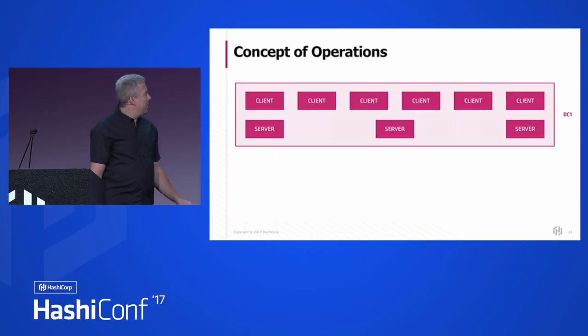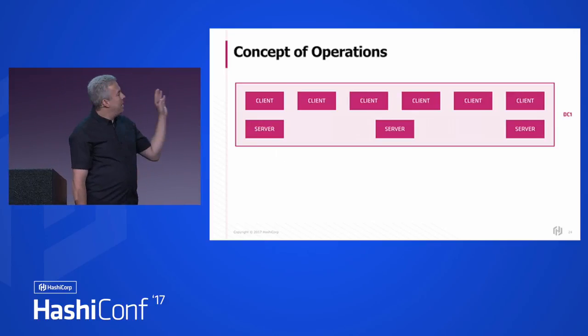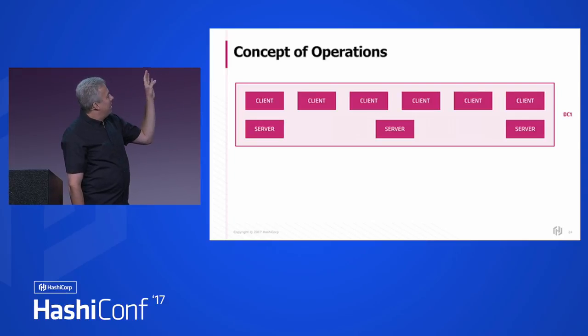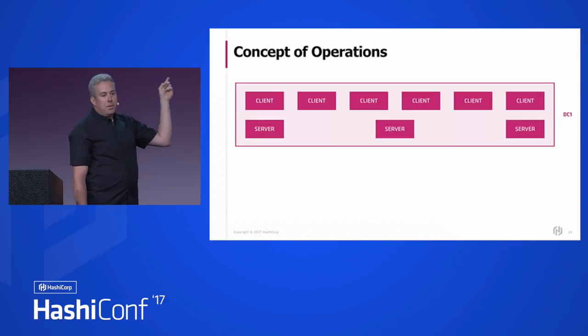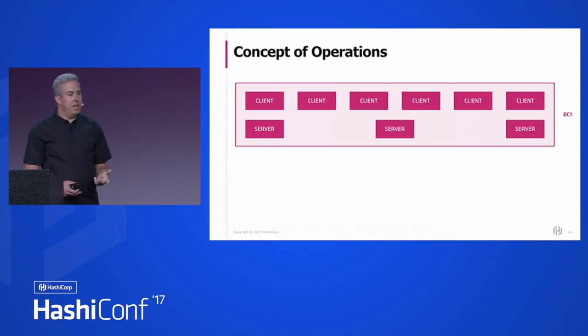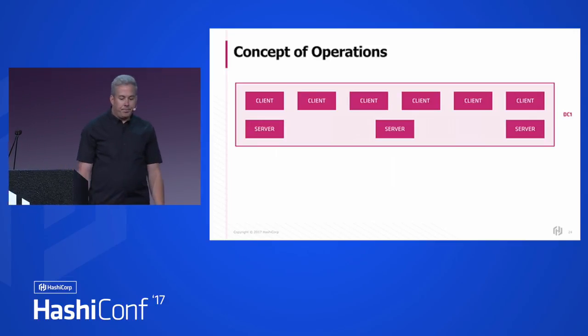So here's the concept of operations. We have a collection of machines. Each box represents a machine, and each Consul-colored box represents a Consul agent running on that machine. So we've got 6 clients and 3 servers. They're logically related, so we've got them in something called DC1, like Data Center 1. This is a collection of machines that are all related. So the shaded background represents that they're participating in one of these gossip pools all together.